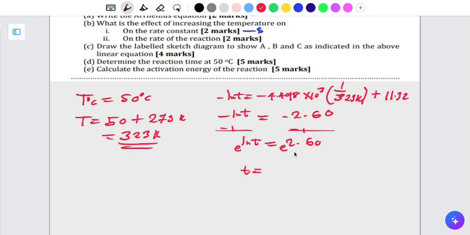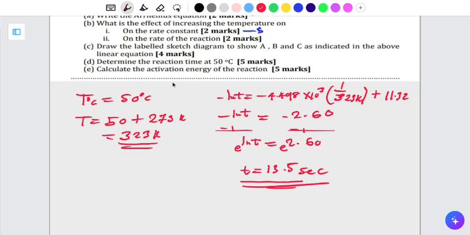Then you place 2.6. So what are we going to get? We're going to get 13.5. 13.5 is going to be our value. So we are looking at time, so it's going to be measured in seconds. So that is how we're supposed to answer this one.